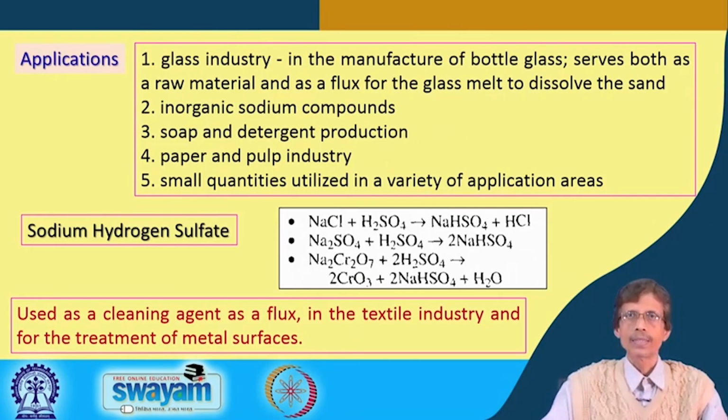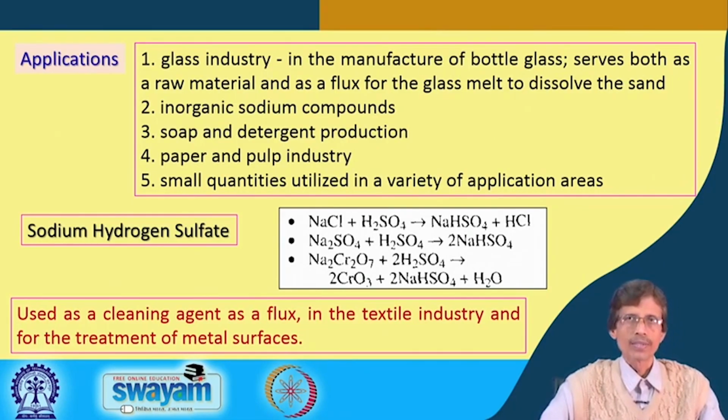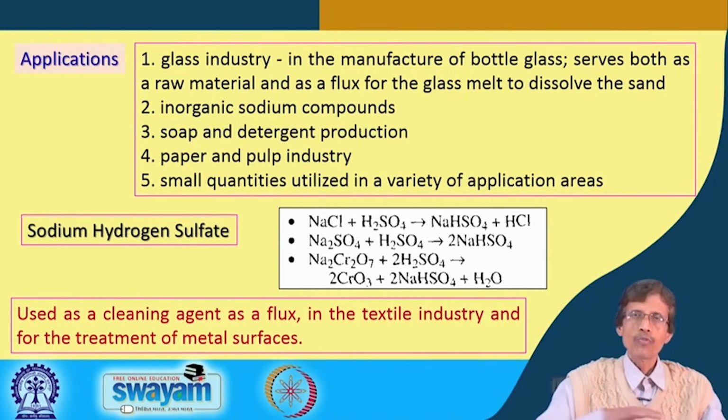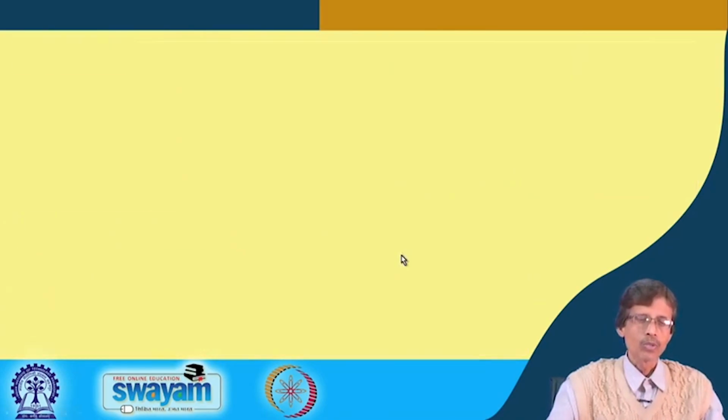In the textile industry, it is also useful, and in the treatment of the metal surfaces, the metal sulphate. So, if you have some oily matter or the greasy matter on the metal surfaces, you can use that particular one for the cleaning process with sodium hydrogen sulphate.